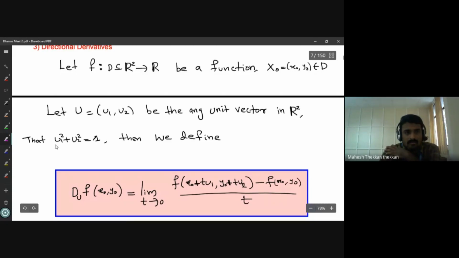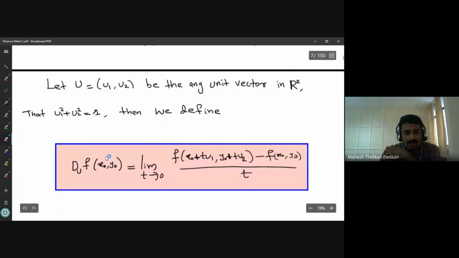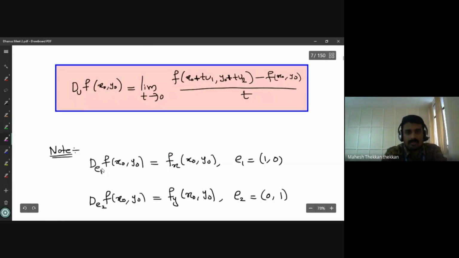Unit vector means u1 square plus u2 square is equal to 1. Then the directional derivative is defined this way: D_u of f at (x naught, y naught) is equal to the limit as t tends to 0 of [f(x naught plus t u1, y naught plus t u2) minus f(x naught, y naught)] divided by t, where (u1, u2) is the given direction, and we are evaluating the directional derivative at the point (x naught, y naught).